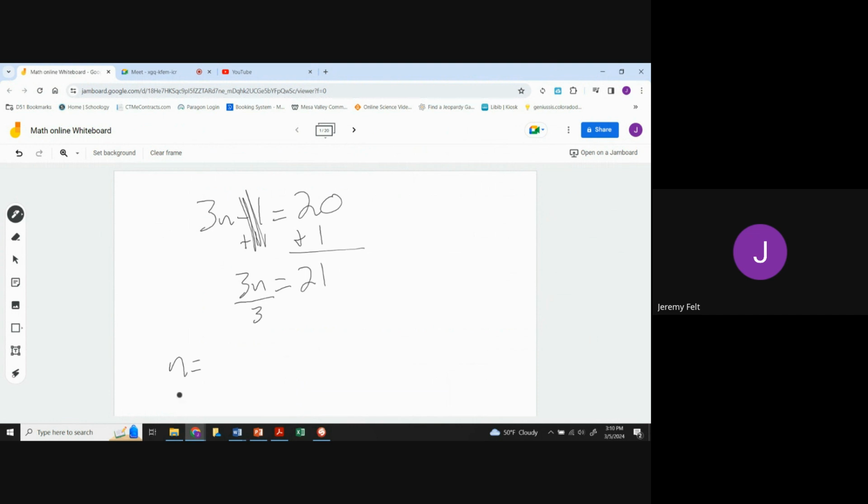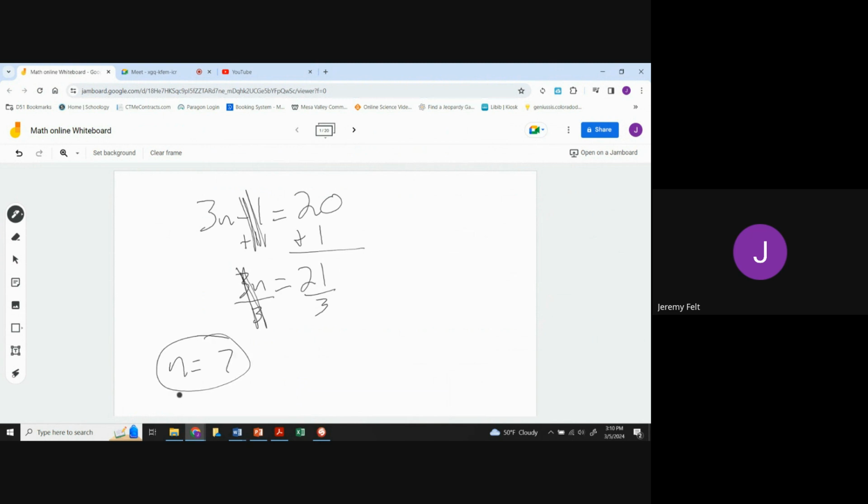So then inverse of multiplication is division. 3 divided by 3 is just 1, so 1n or n is what we want. If I divide the left side by 3, I have to do the same thing to the right side. So I can never just do it here and leave this alone. Okay, I have to do it to both sides. 21 divided by 3 is 7.